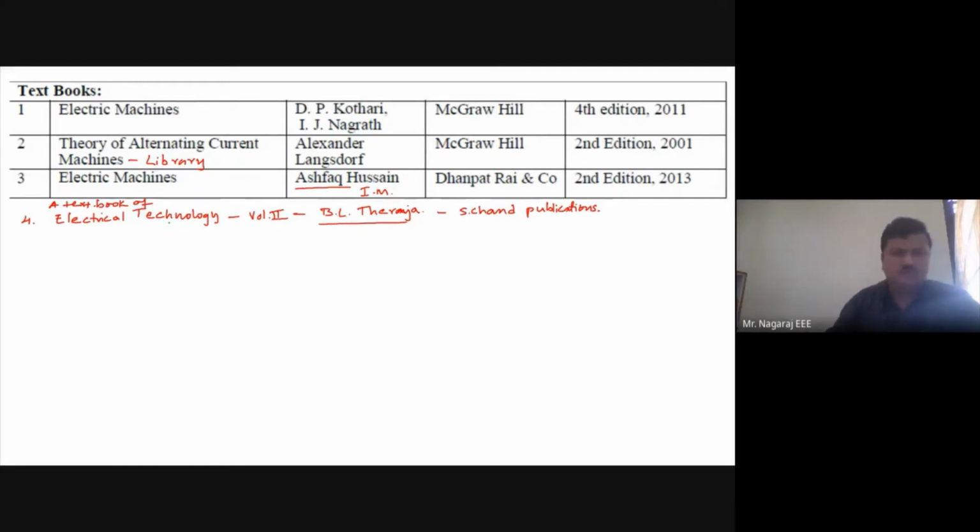So these are the 4 books you can refer to. For all the topics I will be referring to Kothari, Ashfaq Hussain, and Thareja. So these 3 books I will be continuously referring to. You should also know what book I refer to.